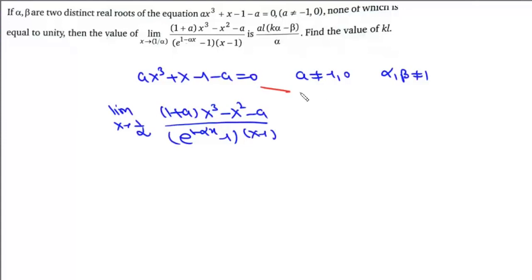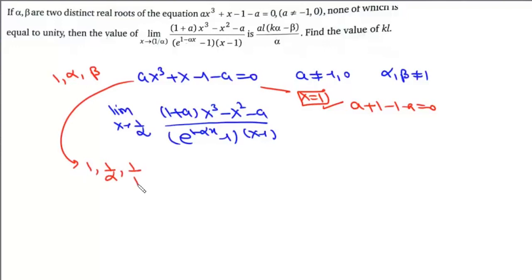Now if we put x equal to 1 in this equation, we'll get a plus 1 minus a equals 0. That means one of the roots of this equation is 1. So roots of this equation are 1, alpha and beta. Now we'll find the equation whose roots are 1 upon alpha and 1 upon beta, and for that we'll replace x with 1 upon x. So it'll be a upon x cube plus 1 upon x minus 1 minus a equals 0, or we can write this equation as 1 plus a x cube minus x square minus a equals 0.